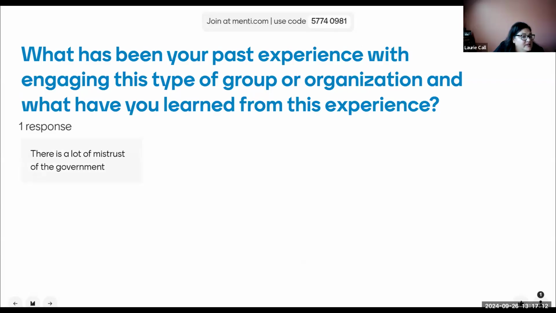There is a lot of mistrust of the government, so that's a learning for sure. So we really have to be thinking about who the messenger is, who brings them in, how we engage them, how we build that trust. Anyone else? It's important to be clear on what our systems can and can't offer. So we shouldn't promise things we can't deliver. Thank you. Anyone else?